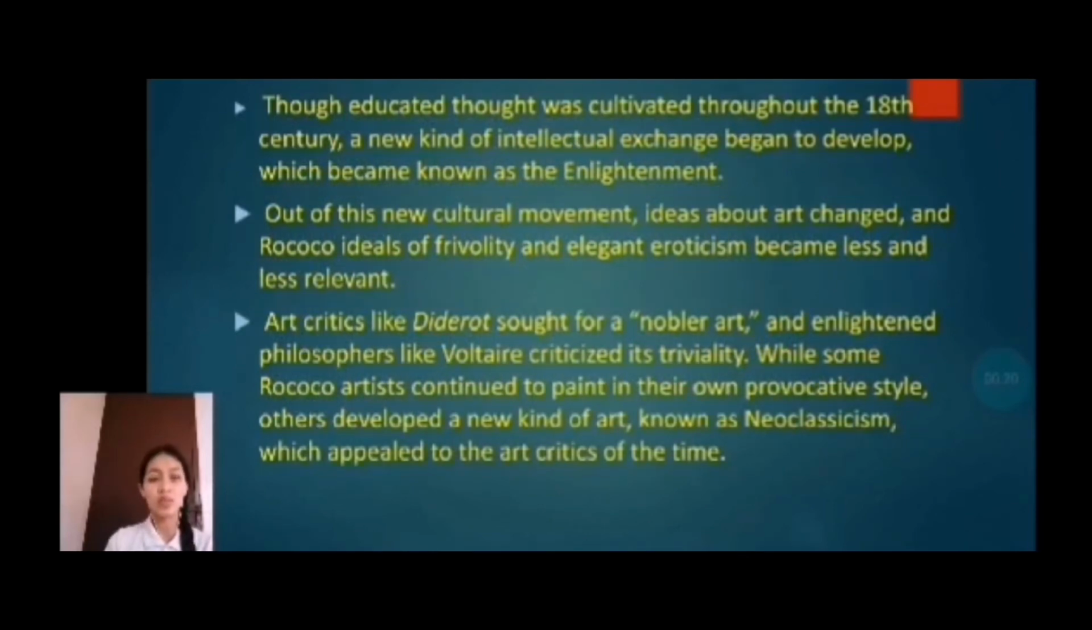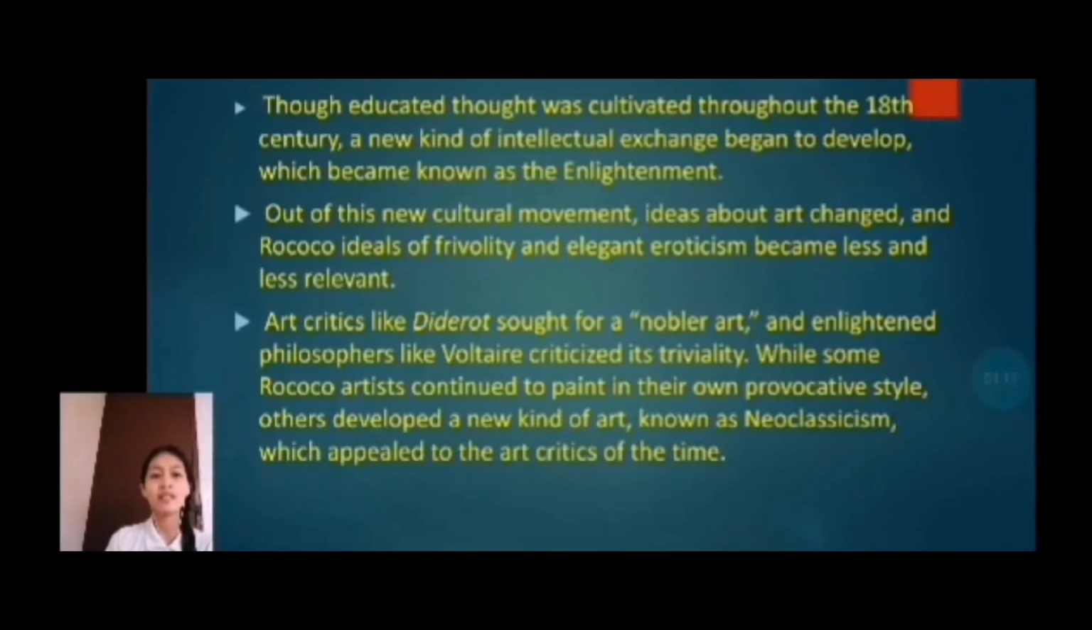Though educated thought was cultivated throughout the 18th century, a new kind of intellectual exchange began to develop, and this is what we call the Enlightenment. Out of this new cultural movement, ideas about art changed, and Rococo ideas of frivolity and elegant eroticism became less and less relevant, because the new era, the Enlightenment, was developing.